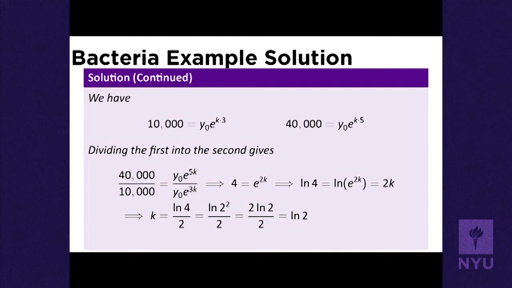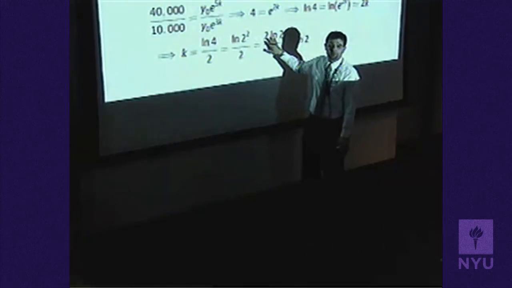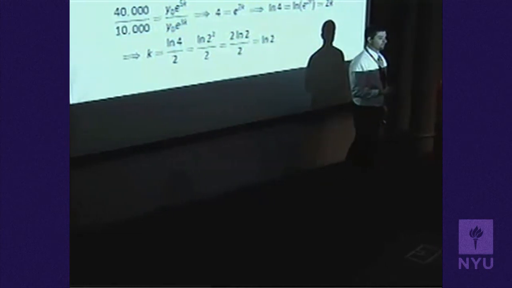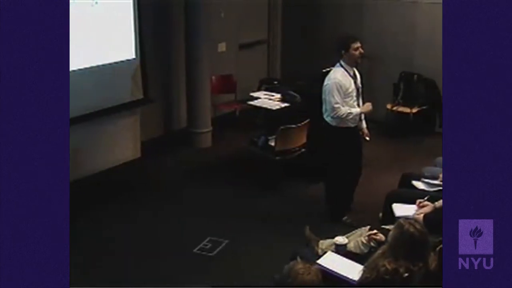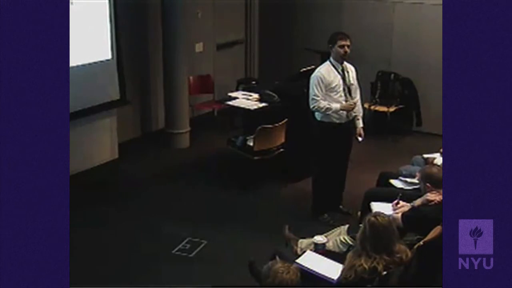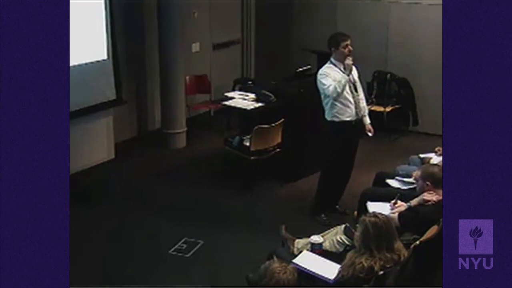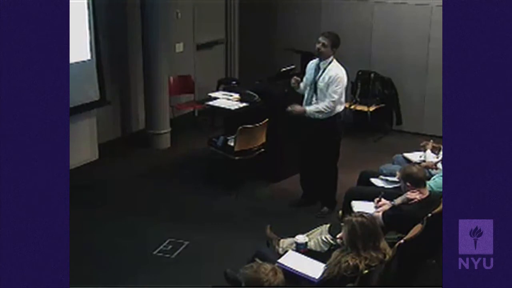So we've got natural log of 4 is 2k, and so k is the natural log of 4 divided by 2. Now you can simplify the natural log of 4 because 4 is 2 squared. So the natural log of 4 is 2 times the natural log of 2. We're dividing that by 2. We end up with natural log of 2. All right, so we have discovered that the growth parameter k is natural log of 2. Make sense? It's a little bit complicated to solve an equation with unknown things in the exponent, but this technique of dividing equations sometimes helps.